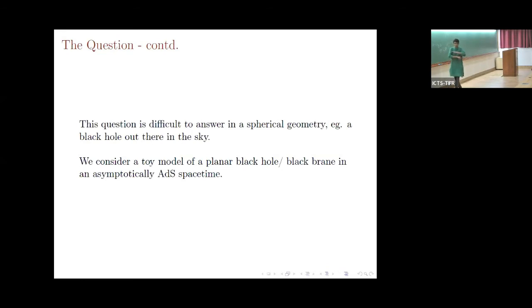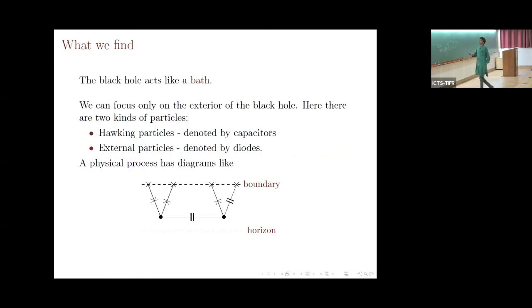So the horizon is just a plane, and anything that passes that plane doesn't come out. Something like that, some statement like that. So that's the question, and I'll jump in to tell you what we find now. What we find is basically that you can understand the black hole as a bath.